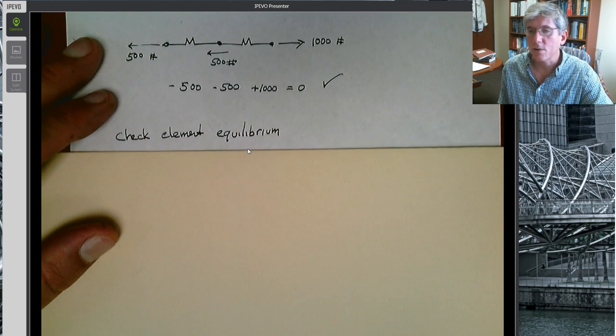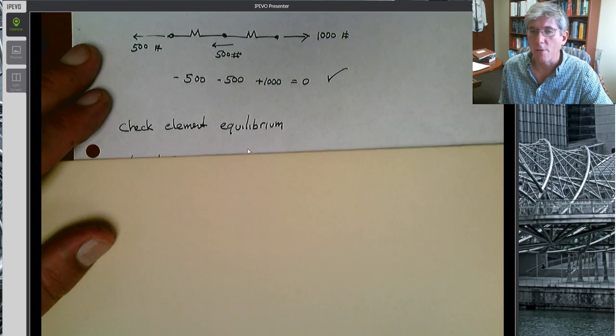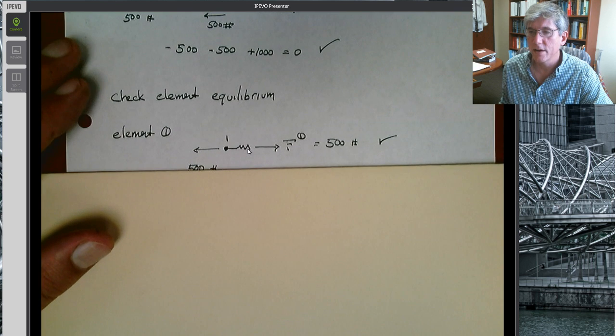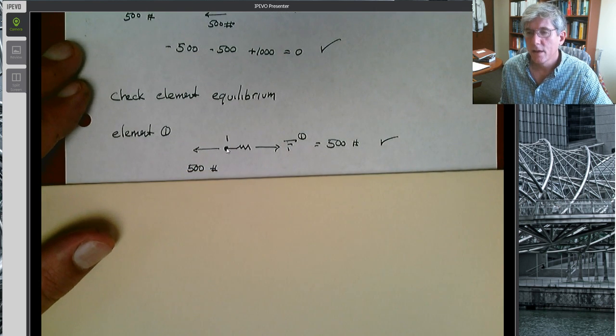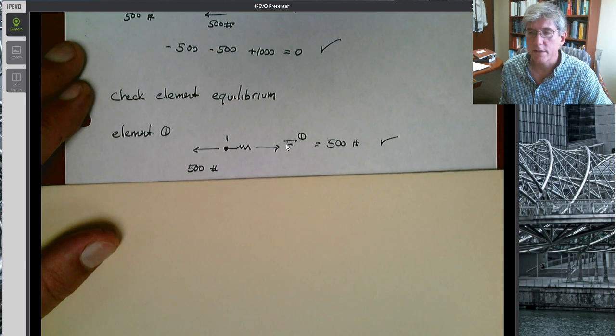The other way we can check equilibrium is on each of the elements. And this also has to be satisfied. If we look at the first element, there's an external force of 500 pounds. This is the reaction force, actually, at node 1. And that has to balance the internal force, the force in the element. This is the force we found in step 7. That was 500 pounds in tension, so it's acting to the right. So that checks.